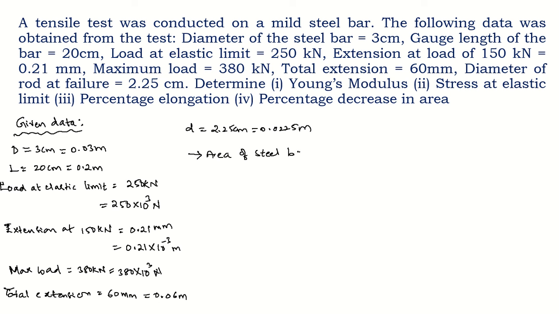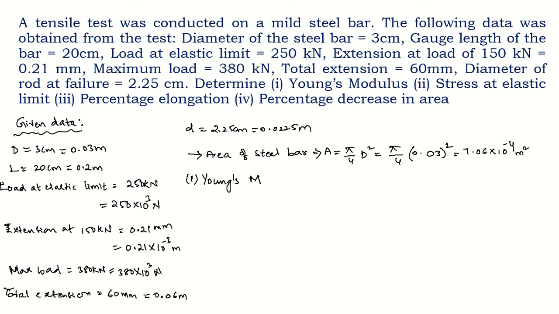Okay, so the original area is given by capital A, which is equal to pi by 4 of the original diameter, which is pi by 4 of 0.03 whole square. So this comes around 7.06 into 10 power minus 4 meter square. So first I have calculated the area. Once you finish the area, we will go to the first part of the question, which is Young's modulus.